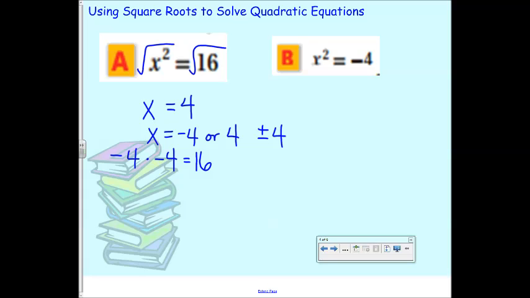When you take a square root, it's got to be plus or minus 4. The other thing is, can you take the square root of a negative? Go ahead and try it on your calculator right now. Try the square root of negative 4. What does it tell you? Domain error. It says domain error. What does that mean?